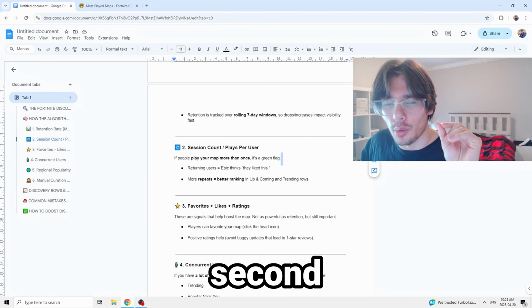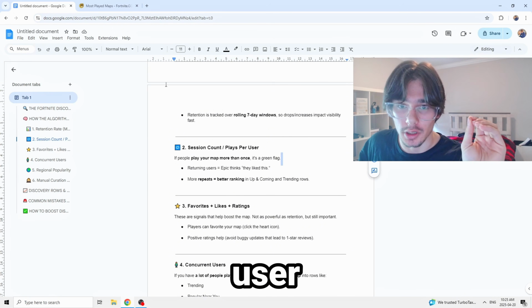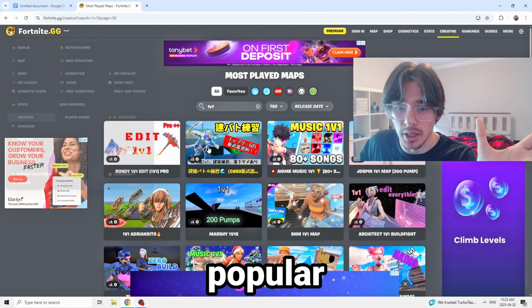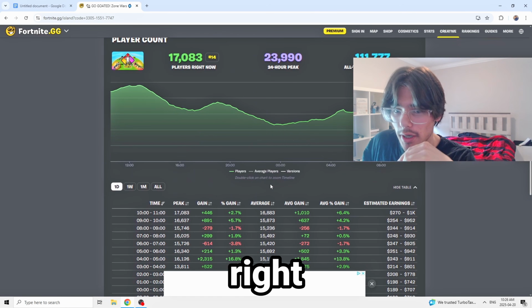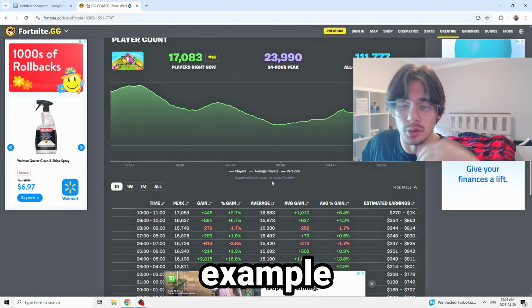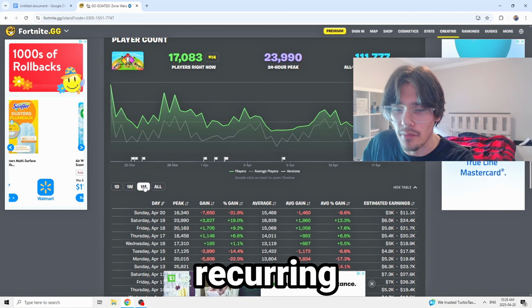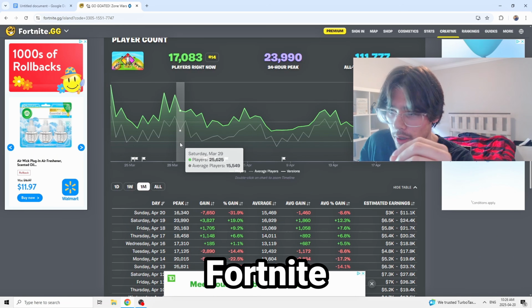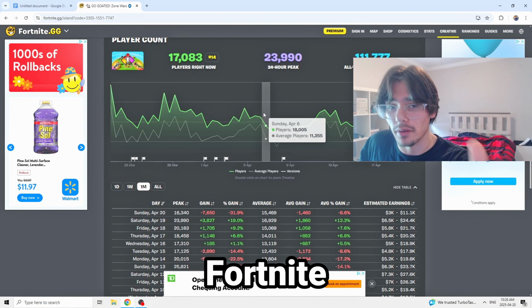Okay, so the second important metric that you guys need to be looking out for is the session count. How many plays per user, which pretty much means if we go on one of these popular games here, if we go to this map right here, Go Goated, which has billions of players, right? Out of those billions of players, for me, for example, or you guys watching this video, how many times have you played the map? Which is people coming back because they want reoccurring revenue. They want people coming back to Fortnite, which in doing so makes them more money because they have the ideology that if people spend more time on Fortnite, they're going to spend more money.